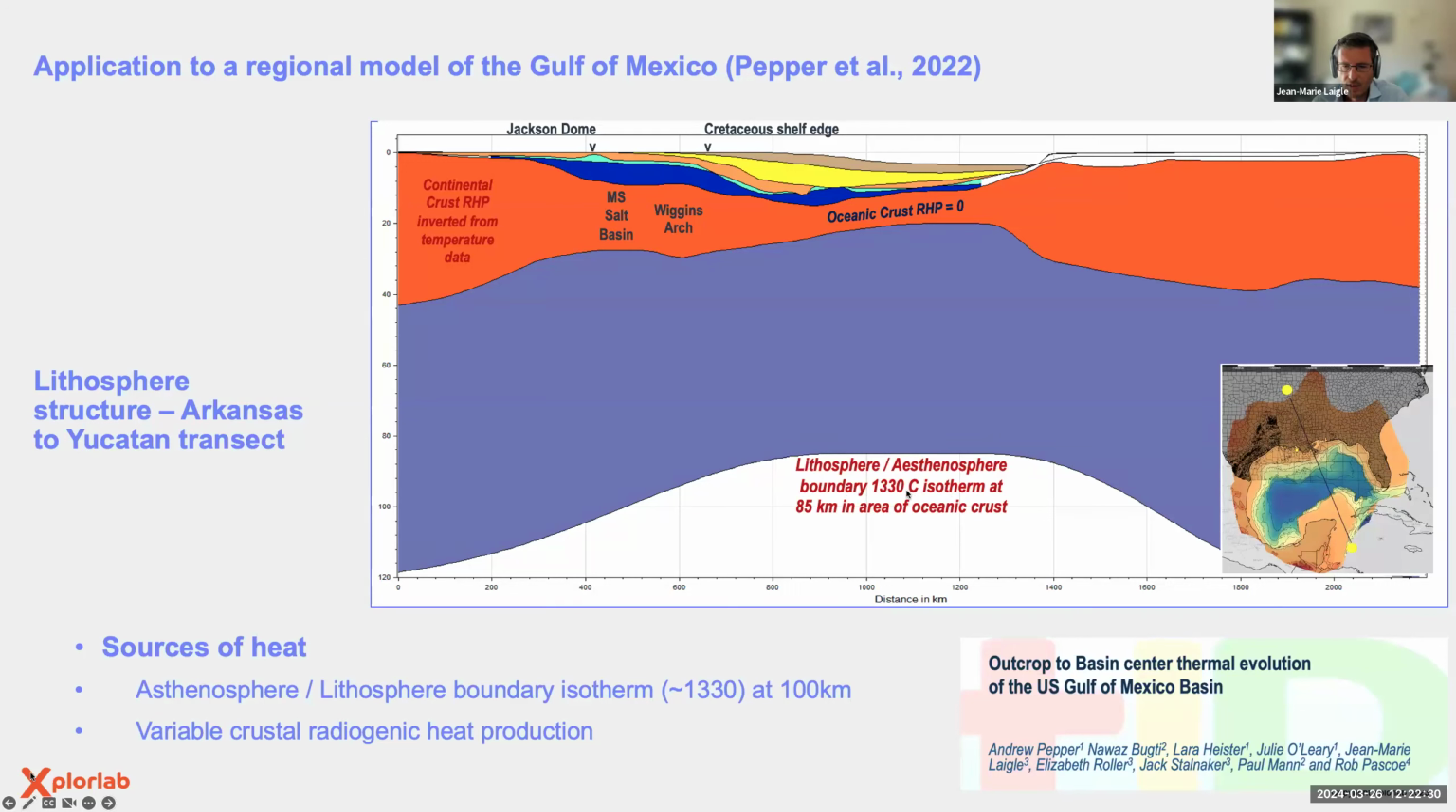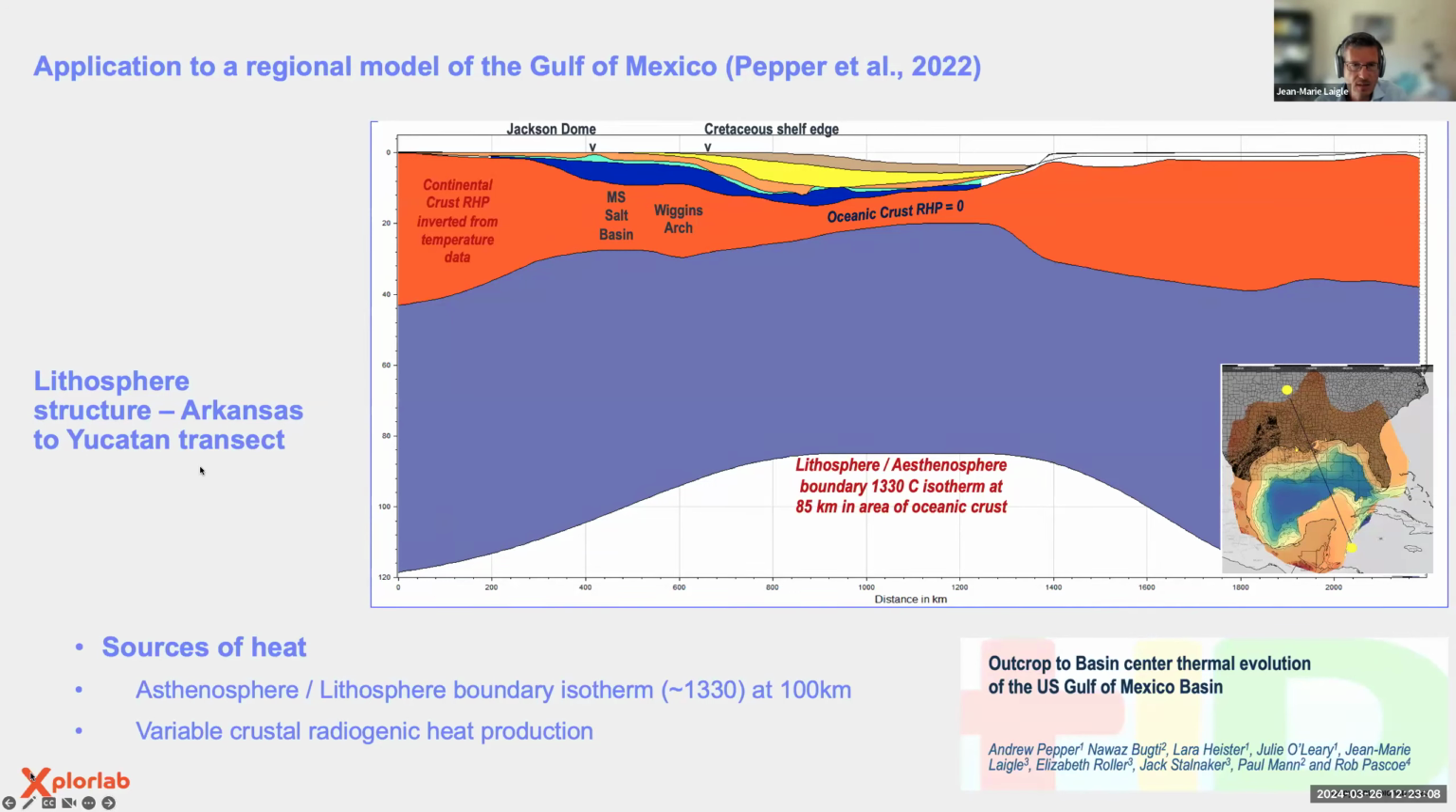with a 1,300 degree isotherm at the base, a crust which varies in thickness, and also a radiogenic production which varies in the crust. Where there is oceanic crust, the radiogenic production is 0, and a number of key surfaces for the sedimentary basin. So the source of the heat in this model is an isotherm at the LAB depth and a variable crustal radiogenic production there.